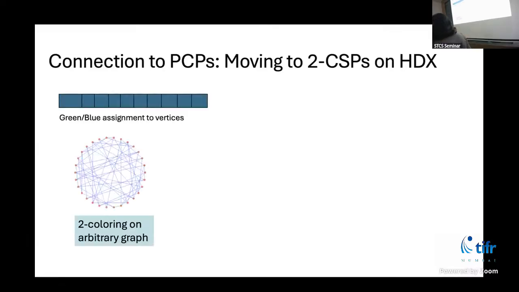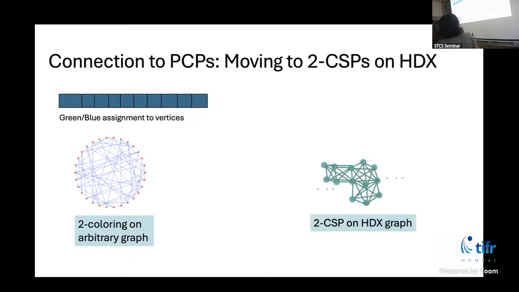So I skipped the whole construction. Just the main idea of why this helps: you're given a 2-coloring or 3-coloring on some arbitrary graph, and you want to convert it, reduce it, to a 2-CSP on a structured graph. And we'll use that these support fault tolerant protocols.